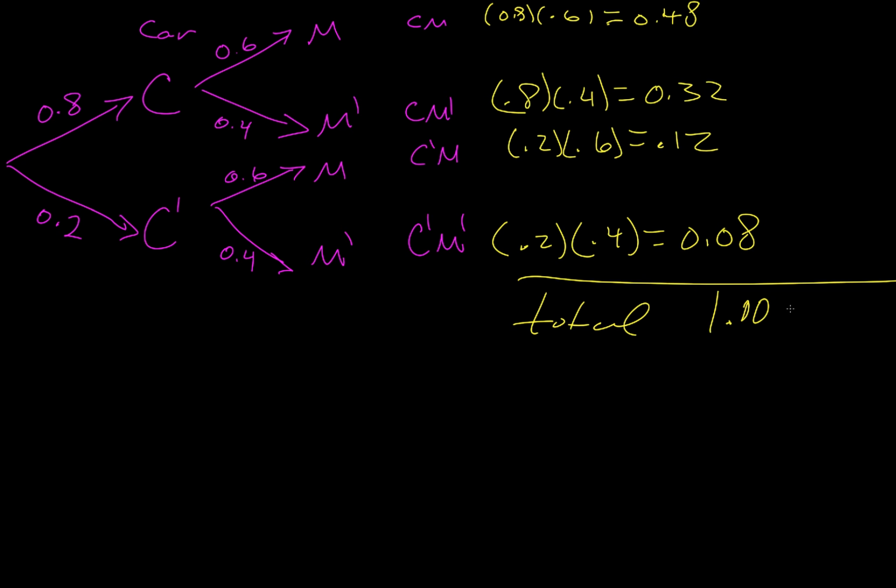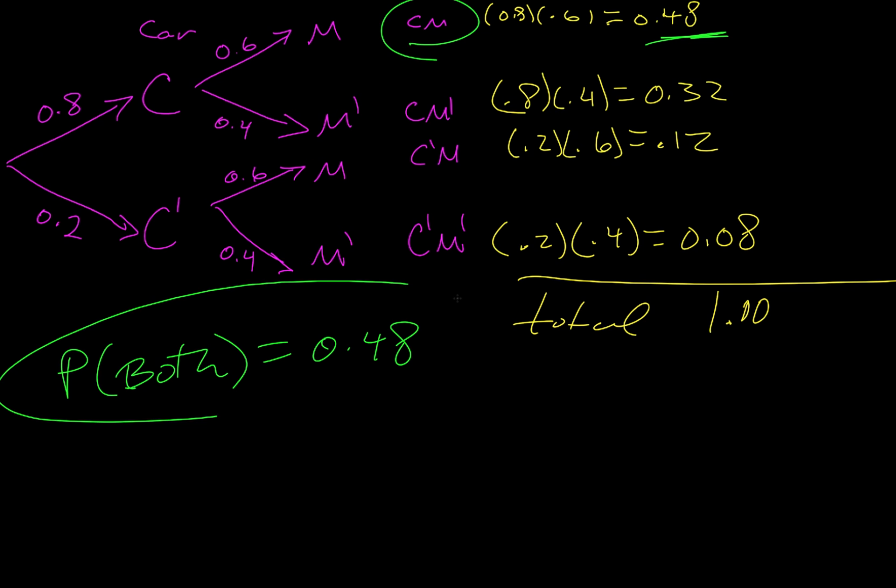Now, we want to know the probability that both will start. That's just this case where the car and the motorbike start. We've already figured that out, and we have 0.48. So the probability of both is 0.48.